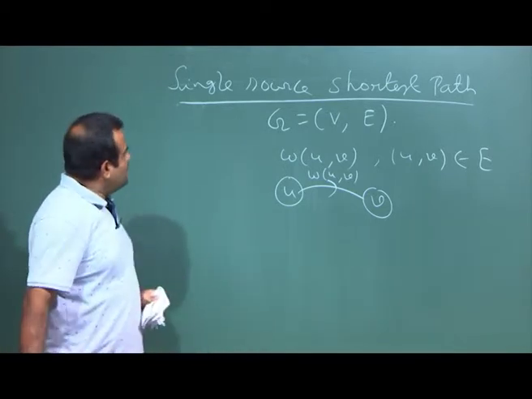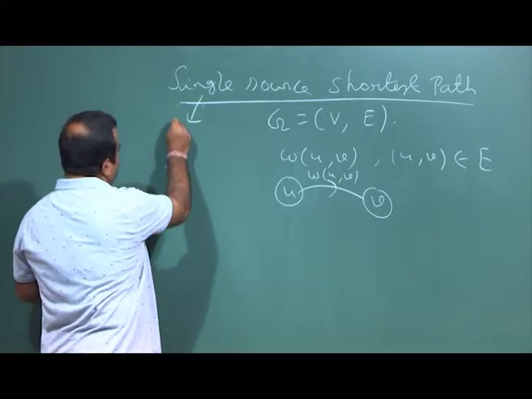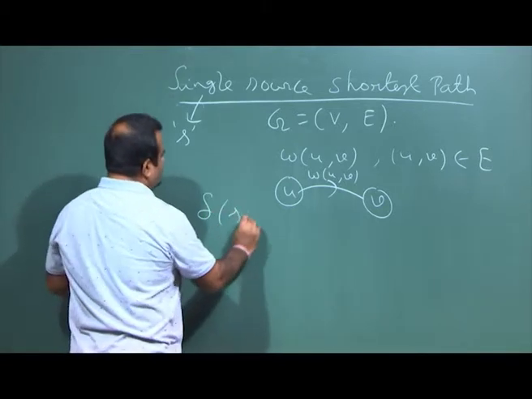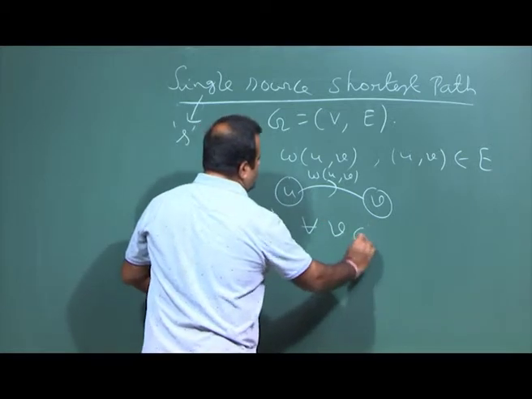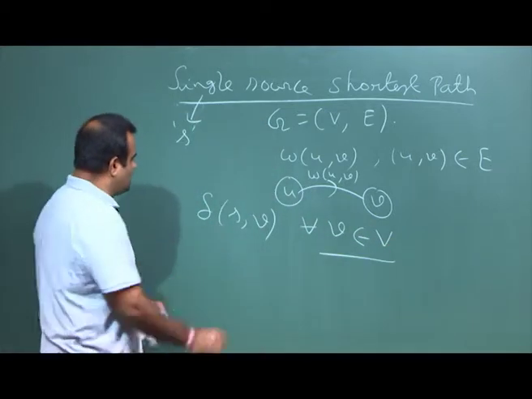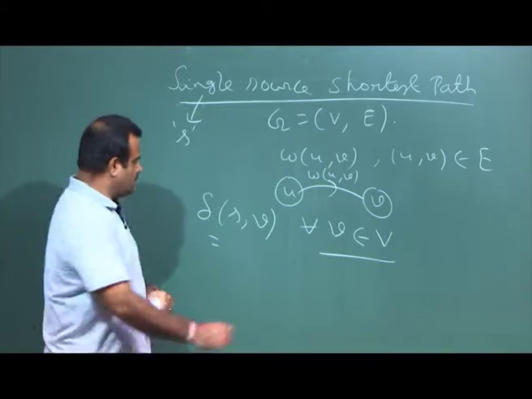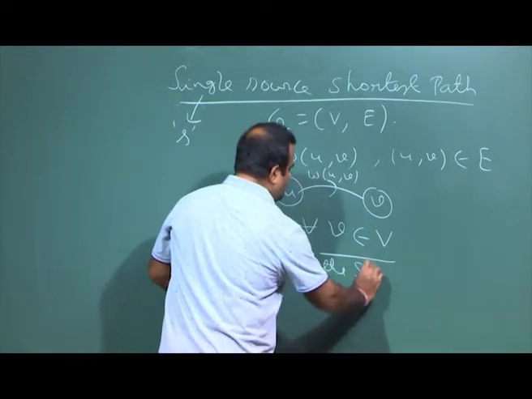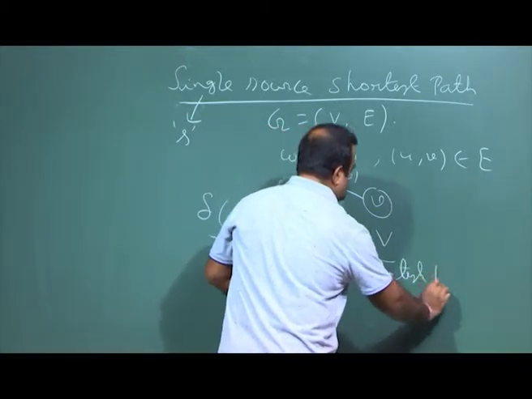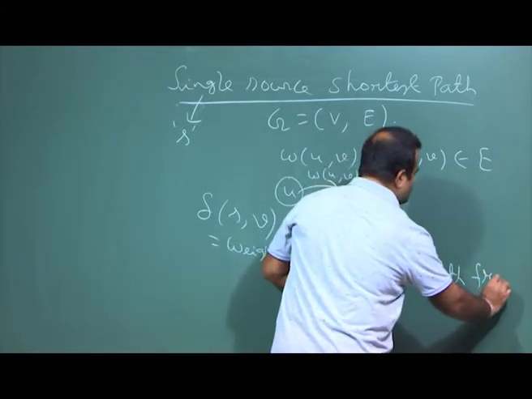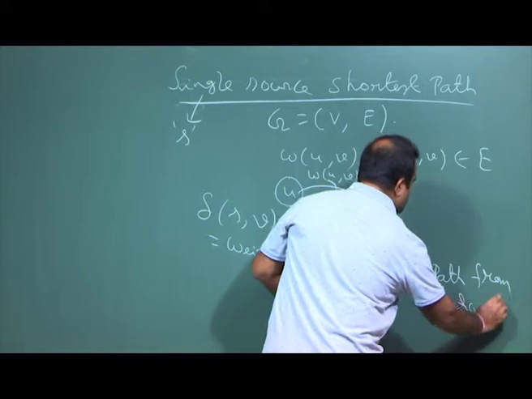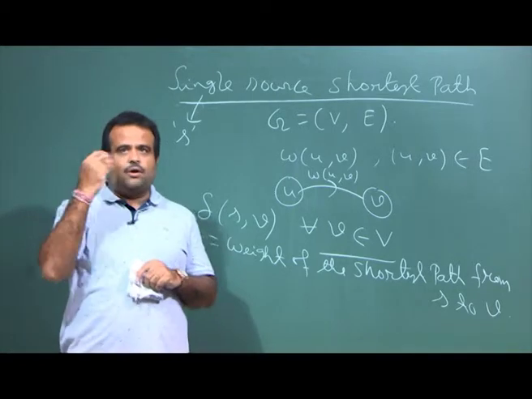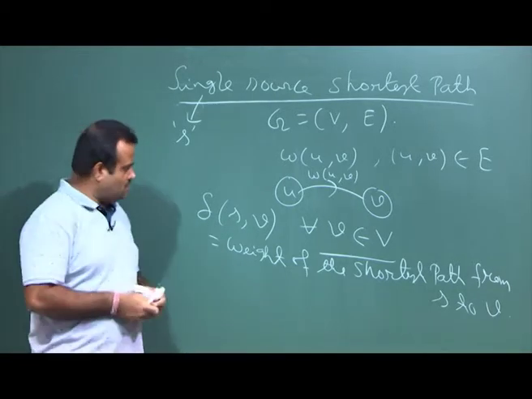Then we have to find... there is a single source S, which is also another input. We have to find delta(S, v) for all v belonging to V. This is the weight of the shortest path from S to v. We consider all paths from S to v, and among them the one with the minimum weight. That is the weight of the shortest path.